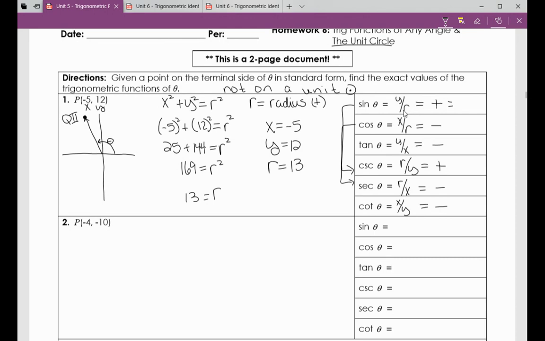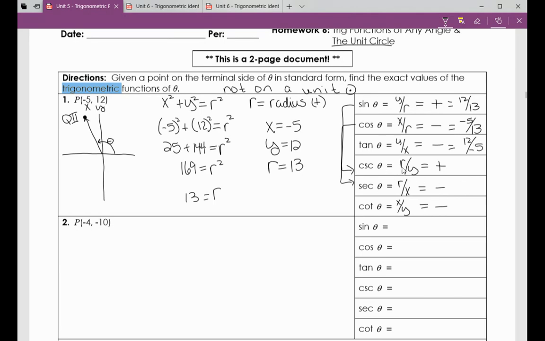All right, so y over r, that would be 12 over 13. When I go to do cosine, that's x over r. That's negative 5 over 13. If you can reduce the fractions, reduce the fractions. For tangent, y over x. So I'm going to grab 12 and put that over negative 5. See how when I plug in these numbers, the outcomes are what we said they should be. Sine is positive, cosine is negative, tangent is negative.